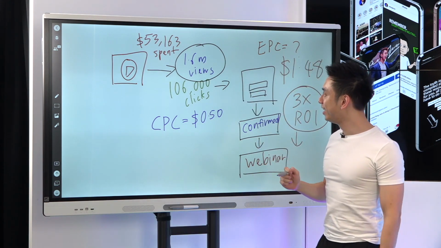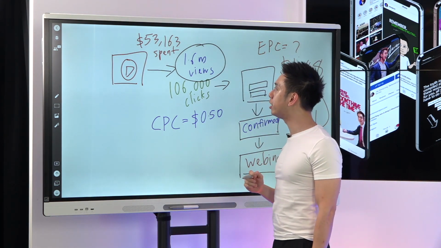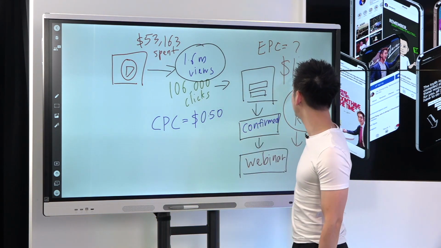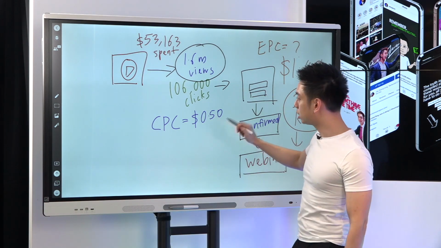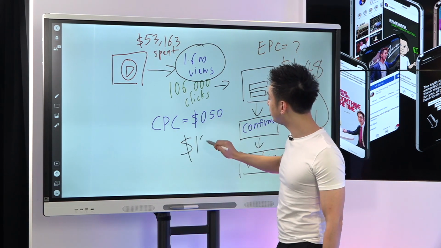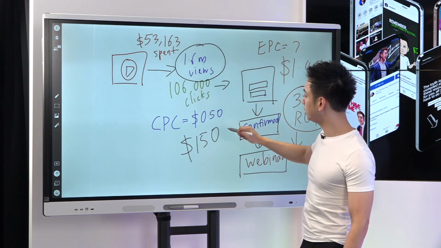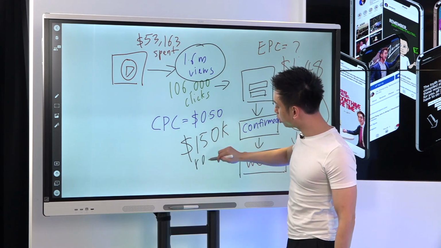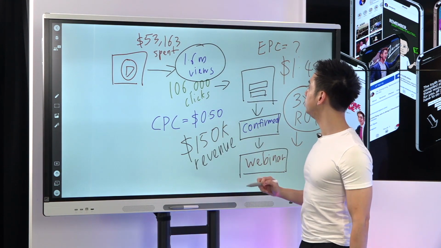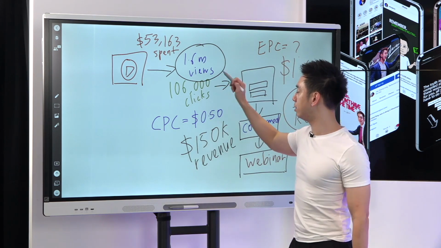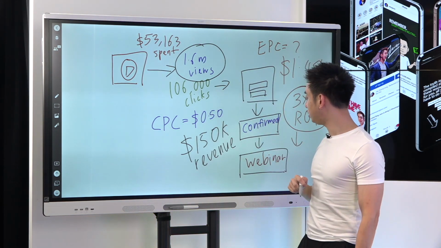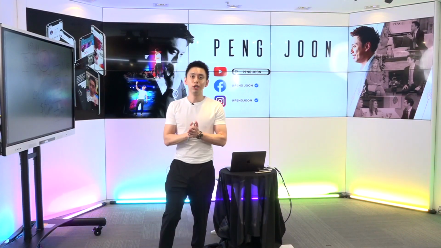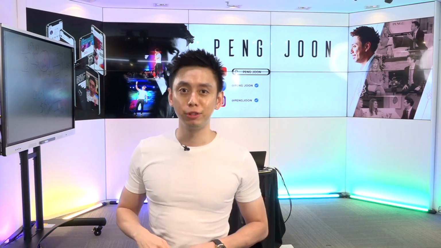But basically, how much did this one video make me? 1.6 million views, because it gave me 106,000 clicks. Because the earnings per click is roughly $1.48, it made me roughly $150,000 upfront in terms of revenue, and it cost me $53,000 in order to get these views. I hope this makes sense, but this is how YouTube ads work, and this is literally how you can run profitable YouTube ads.